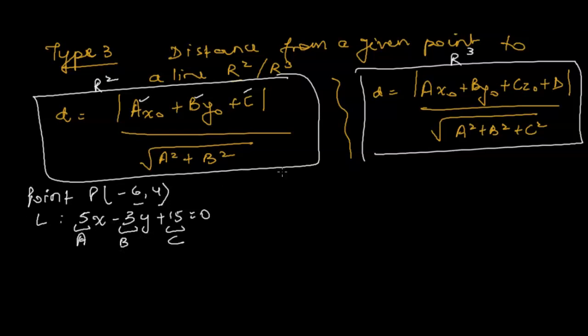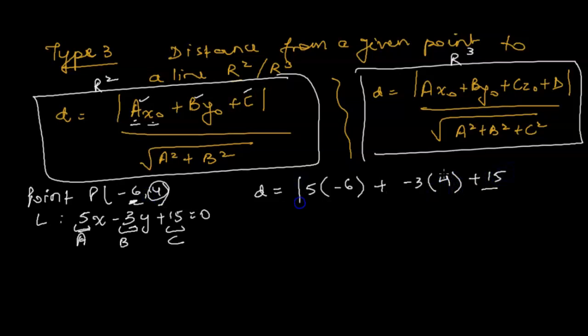Now how do we put all this in the formula? We know the distance formula is ax naught. So it's technically just a product between a and x of the point. So a is 5, x of the point coordinate is negative 6, plus b is minus 3, y is 4, plus c is 15. No matter what we get in the numerator, we have to take its positive value. So that's why we put this mod sign.